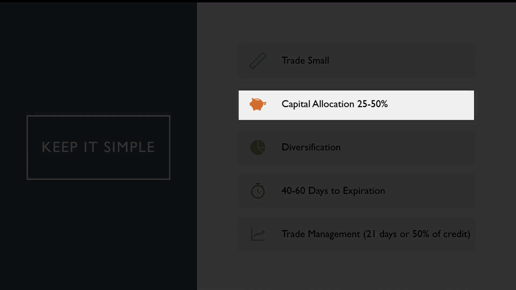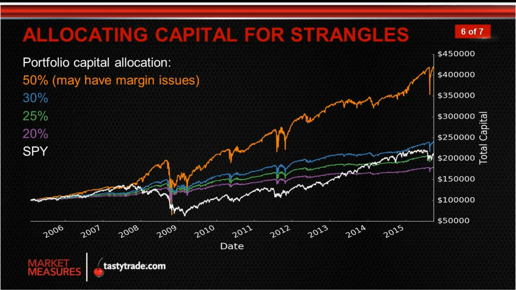So the next part will be the capital allocation. It will be between 25 and 50%. And what that means is that if I have a $10,000 account, 50% of $10,000 is $5,000 that will be allocated in trades, and the other $5,000 will be just in cash.